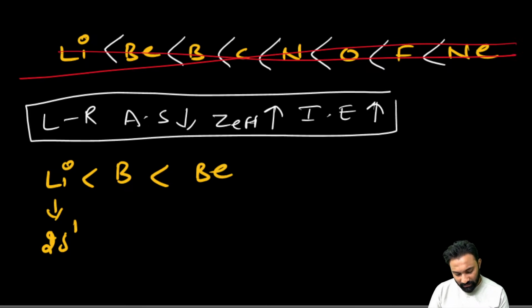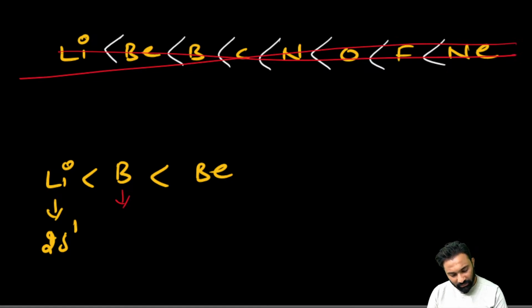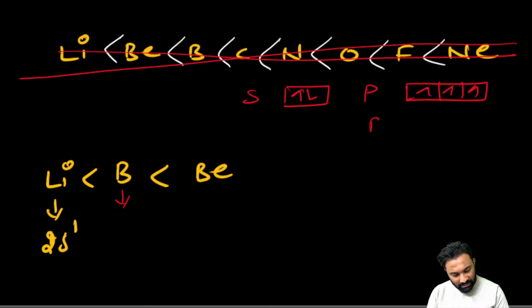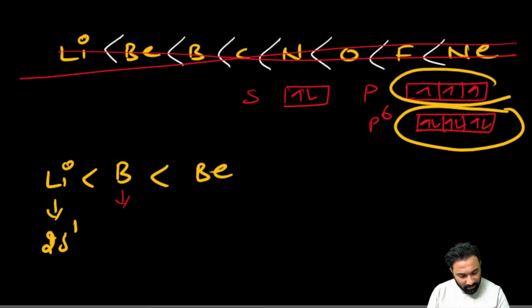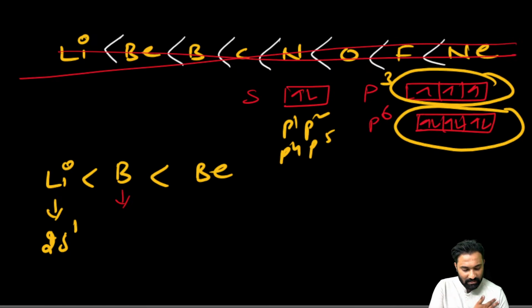Sir, why is it happening like that? Now you see, we know the completely filled orbitals and the half-filled orbitals. What is the meaning of completely filled? For s, it is completely filled. For p, this is p3 and this is p6. The p6 orbital is more stable than p3, and p3 is more stable than any other p1, p2, p4 and p5. These are the stable electronic configurations for p.